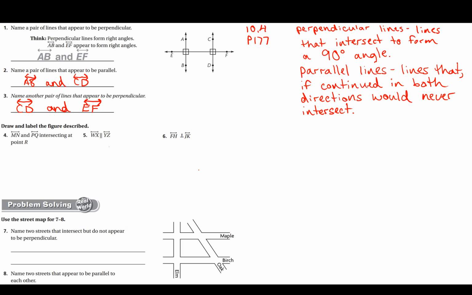Okay, number 7. Name 2 streets that intersect, but do not appear to be perpendicular. So we have Maple Street here, we have Birch Street here, Elm Street here covers the whole length, and Oak Street here. So think of these as our lines.